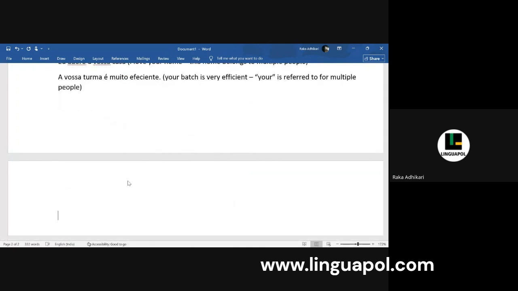Similarly, eu não entendo a vossa língua. I do not understand. Entender is the verb. I do not understand your language. Again, your language here means language of you all. आप सबकी भाषा. I'm not talking to one person. I'm talking to multiple people. That is why I'm using vossa. Vossa língua. So your refers to multiple people here.